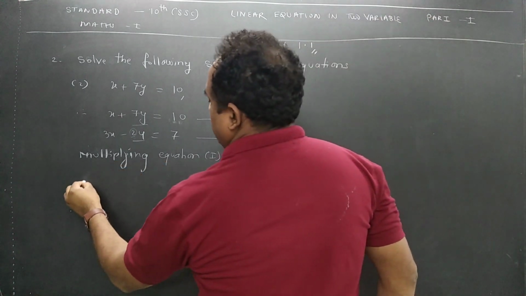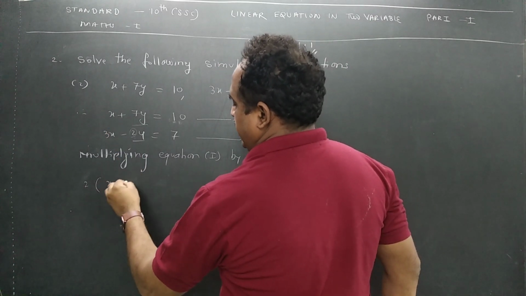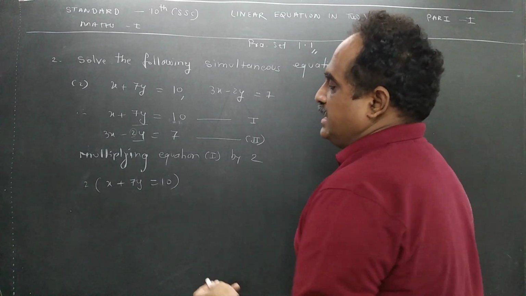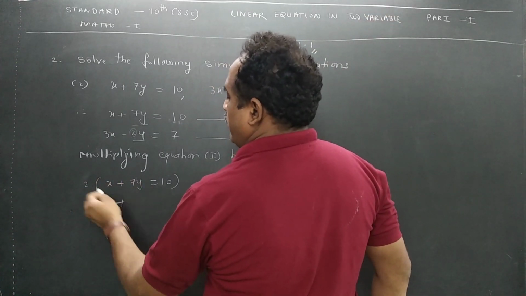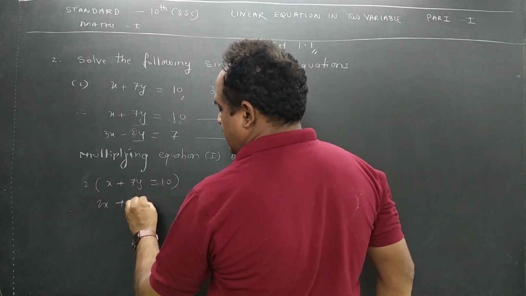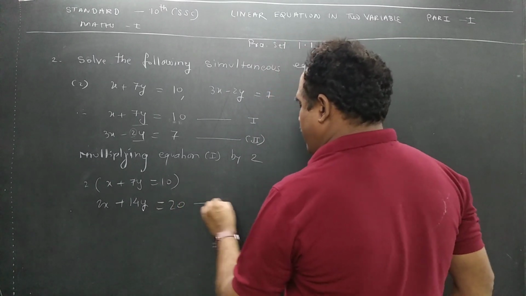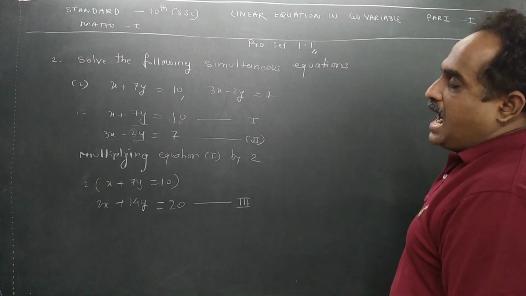So if I multiply equation 1 by 2, that is x plus 7y is equal to 10, see what is going to happen. 2 into x is 2x, plus 2 sevens is 14y, and 2 tens is 20. I will take this as equation 3.